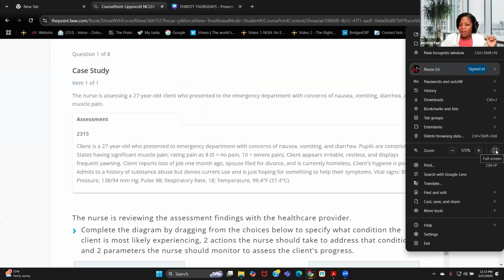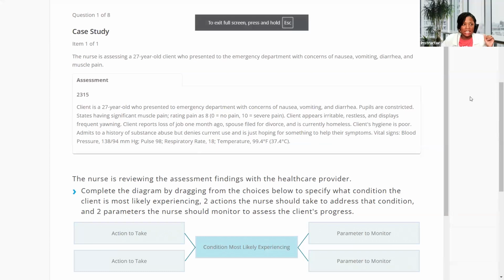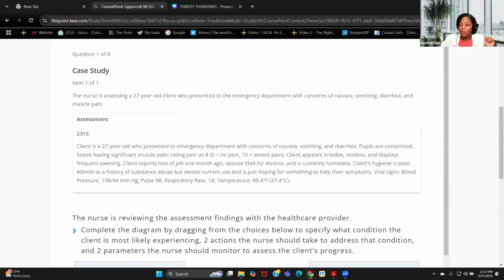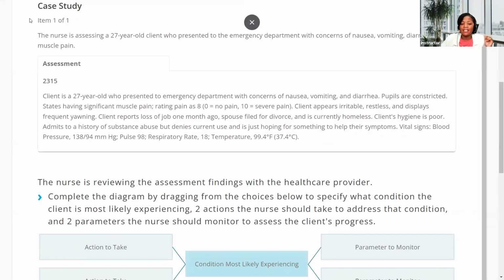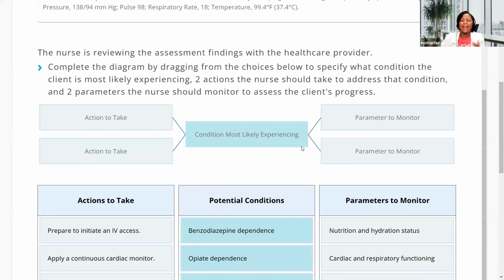All right. So we've got our first patient case. And I will actually try to make this a little bigger. We know that this is a one of one, a singular type of case. And we have a scenario, we have a summary, and we have an assessment. But what I tell you as a strategy is to come on down to the bottom so we know exactly what they want us to answer here. So here's what they're asking us. They're saying the nurse is reviewing the assessment findings with the healthcare provider. Okay, so nurse and doctor.